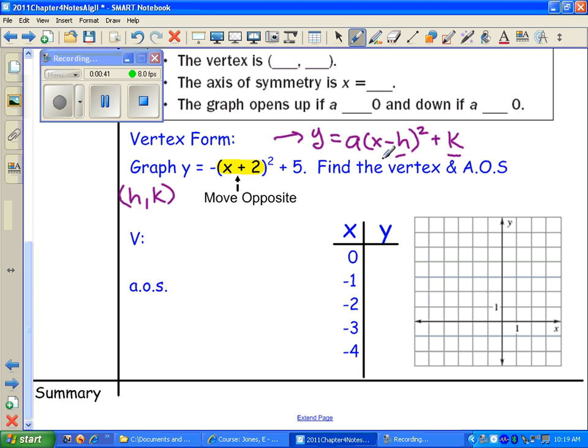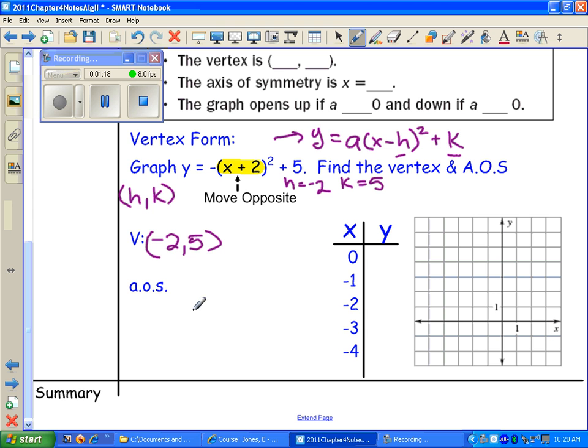Notice that in the equation it says minus right here, which means that if you have a plus inside of the parentheses here, this will actually be a -2. And that's what this is saying: move opposite, meaning move to the left 2. We had talked about that earlier. So the H value is -2, and the K value is 5. You will need to get those values from the equation, and that will be the vertex point, (-2, 5).